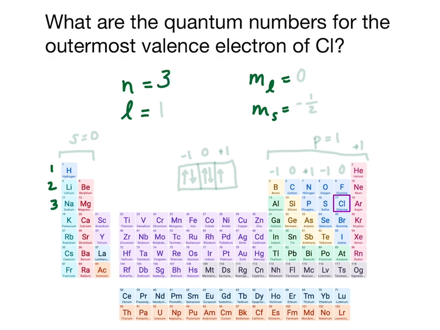Next is the angular momentum quantum number, or L. This tells us which subshell our electron is located in. And again, using the periodic table, we see that on the left, the first two columns, we have our S subshell, and on the right side of the periodic table, we have our P subshell. But how do we denote that? Because it needs to be a number. So S equals 0 and P equals 1. So L equals 1 for this quantum number.